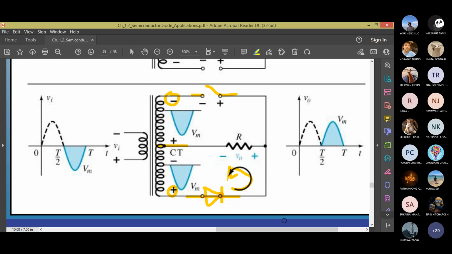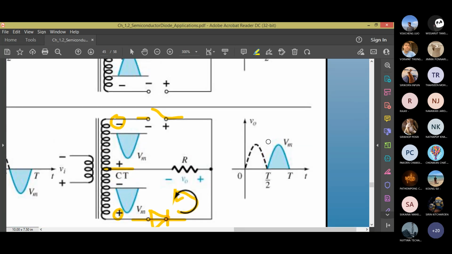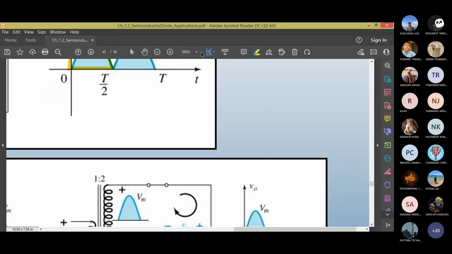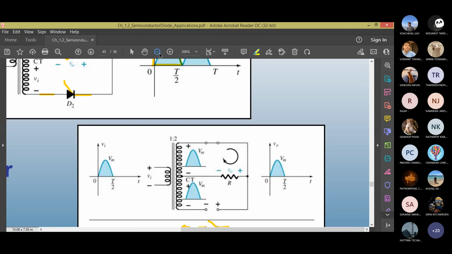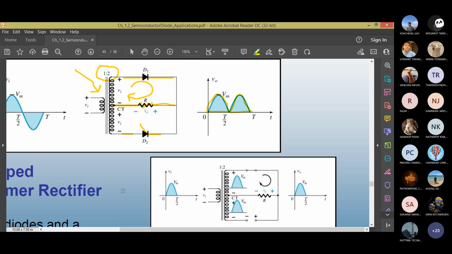Vm minus Vr equals 0. Therefore, what is Vr or Vout? It's Vm. This is the second peak. You combine them. After you combine them, what do you get? You get the final output. Full wave rectification by just 2 diodes and the center tap transformer.